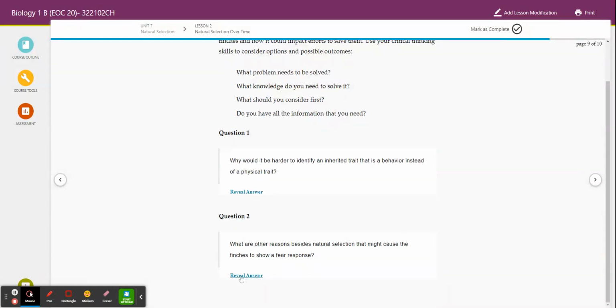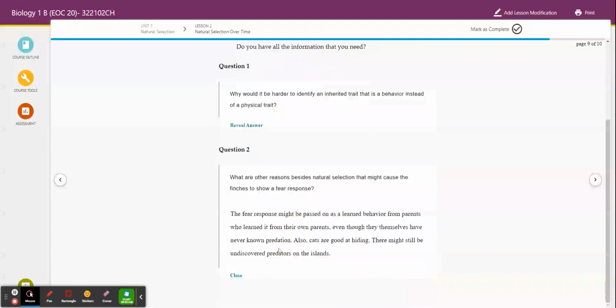Question number 2. What are other reasons besides natural selection that might cause the finches to show a fear response? The fear response might be passed on as a learned behavior from parents who learned it from their own parents, even though they themselves have never known predation. Also, cats are good at hiding. There might still be undiscovered predators on the islands.